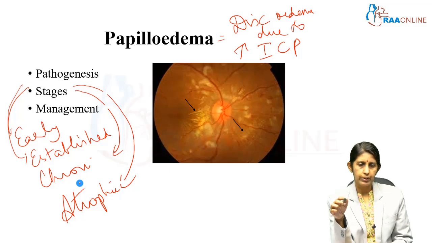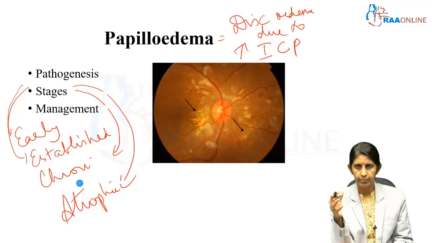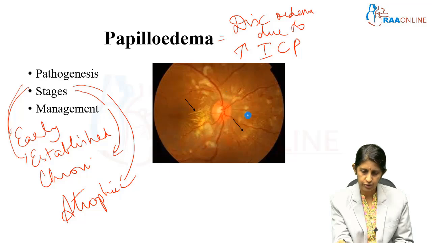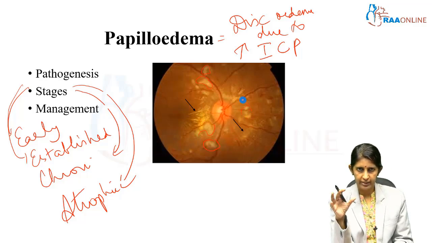So when you say early papilledema, you're talking about the disc edema, which is barely visible, but in established papilledema, the patient has a clear-cut disc edema, and they can also have a surrounding peripapillary edema. So what you're seeing as whitish areas is actually surrounding peripapillary edema, and these areas that you're seeing here are the cotton wool spots. So cotton wool spots are suggestive of ischemia. All these are features of established papilledema.